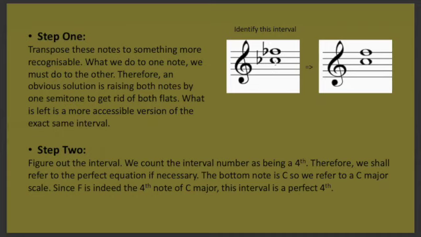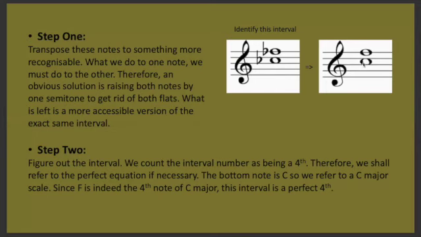So, here we have C flat and F flat, and it's a bit tricky to solve that, maybe at first. So what we can do is we can transpose. If we raise both of the notes by one semitone, we get C and F naturals, which is a much easier version of the interval. And because of transposition, how it works is that this first interval will be the exact same interval as the second one. So then we figure out the interval.